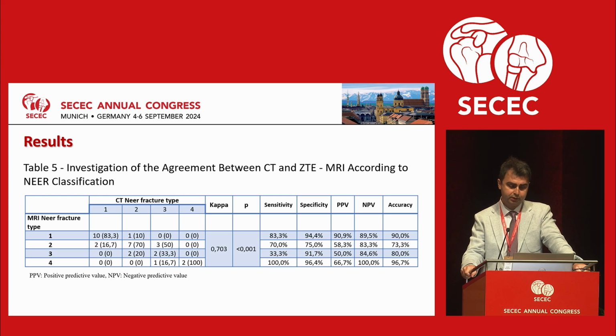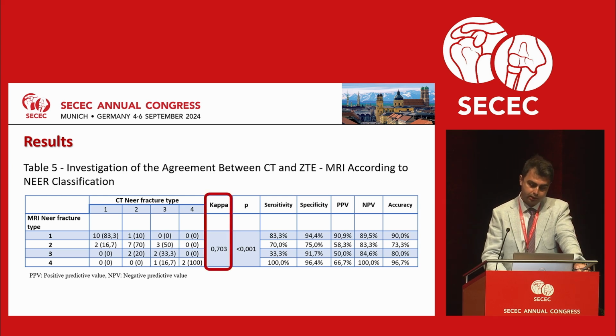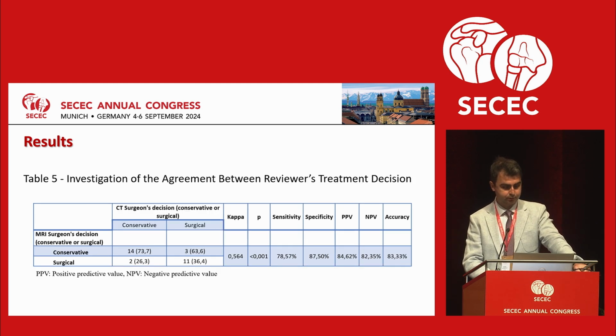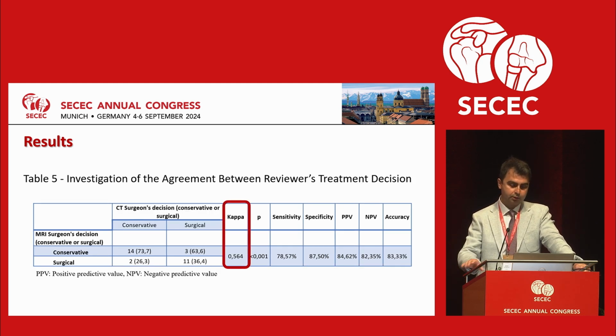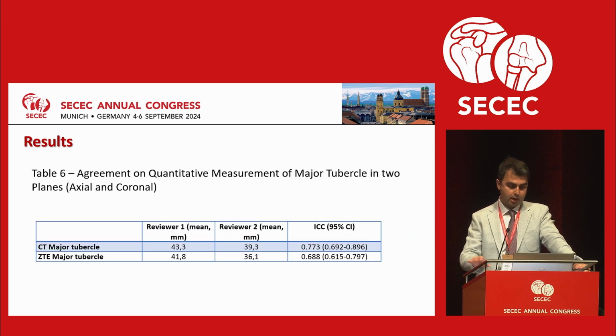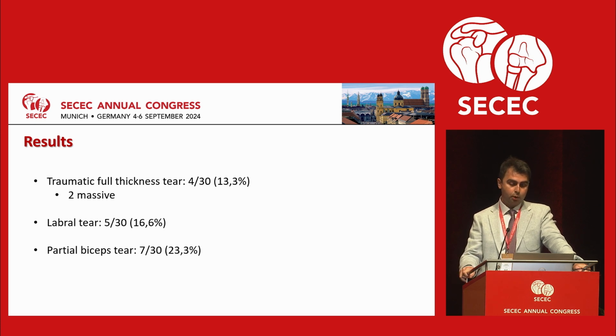And a statistically significant good level of agreement was obtained between CT and MRI in terms of the Neer fracture classification. We also found moderate agreement between the treatment decisions of the two reviewers. And there was a good agreement between the measurements of the fractured greater tubercle in two different places, so it was a quantitative measurement. Well, we observed in this series 4 traumatic cuff tears, 2 of them massive, and 5 labrum tears and 7 partial biceps tears in routine MRI sequences.